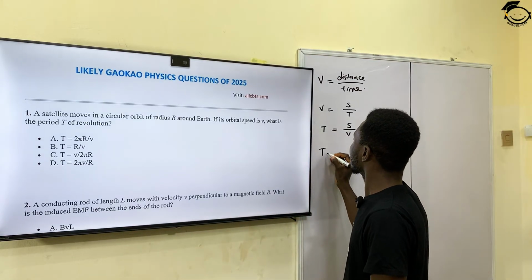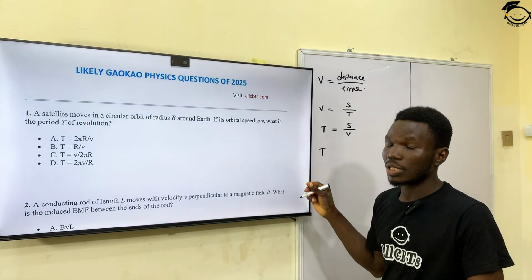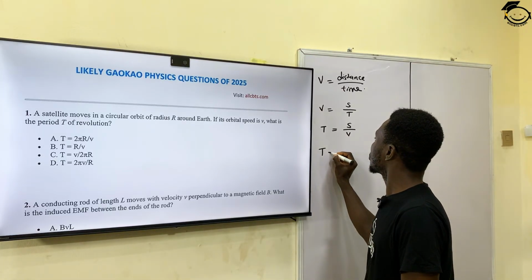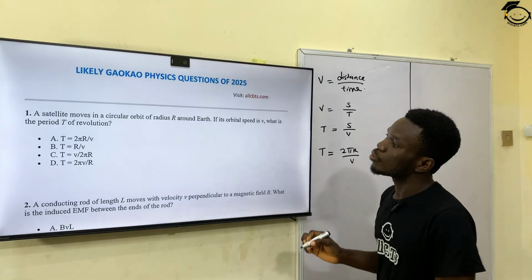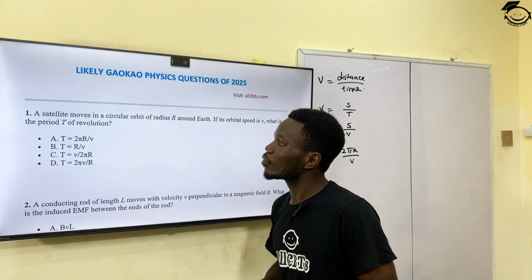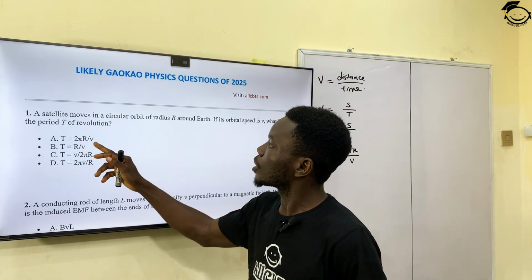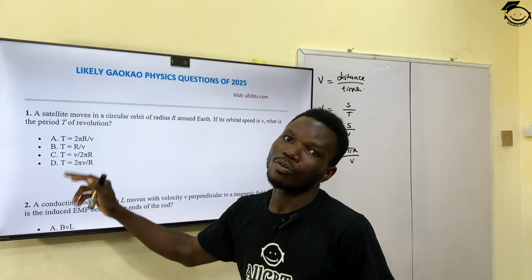From what we've already explained on circular motion, you can tell that the period therefore is 2 pi r over v. So look for the option that has 2 pi r over v, and that is option A, which says that the period is 2 pi r over v.